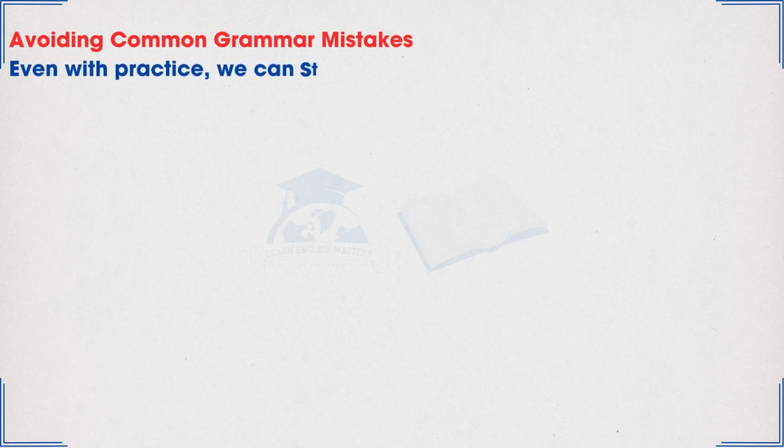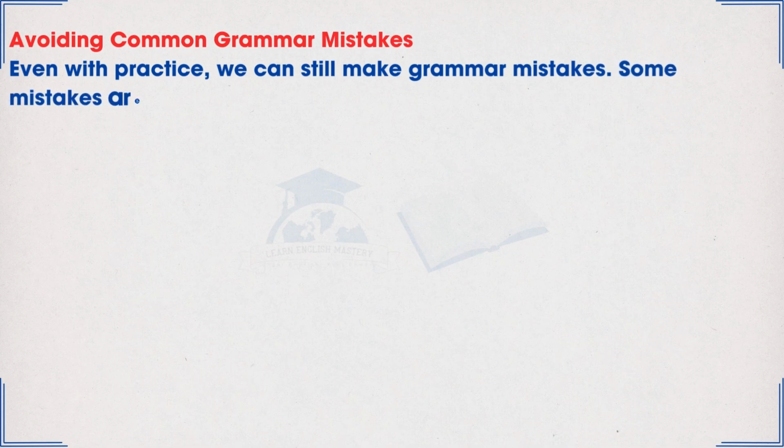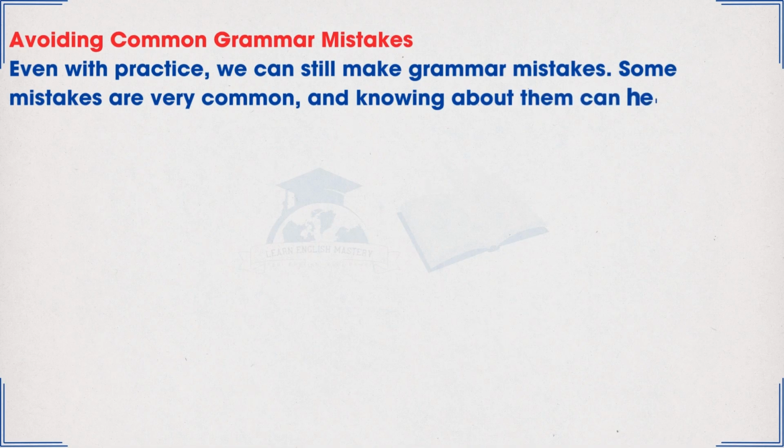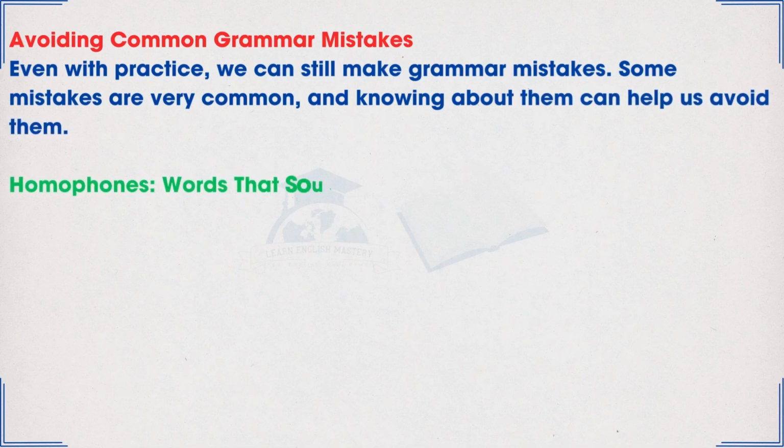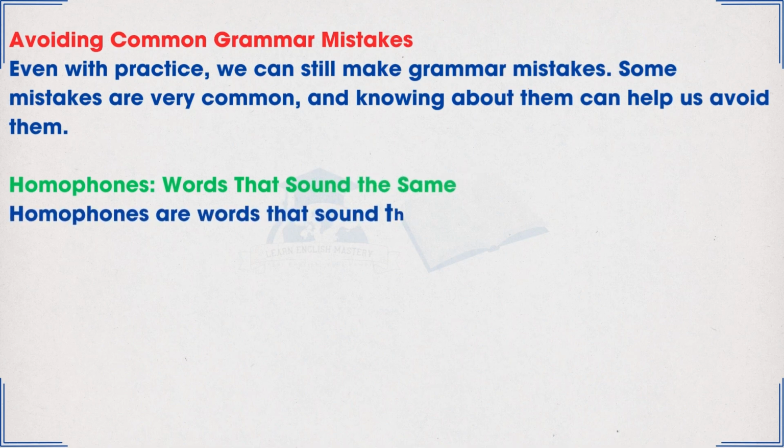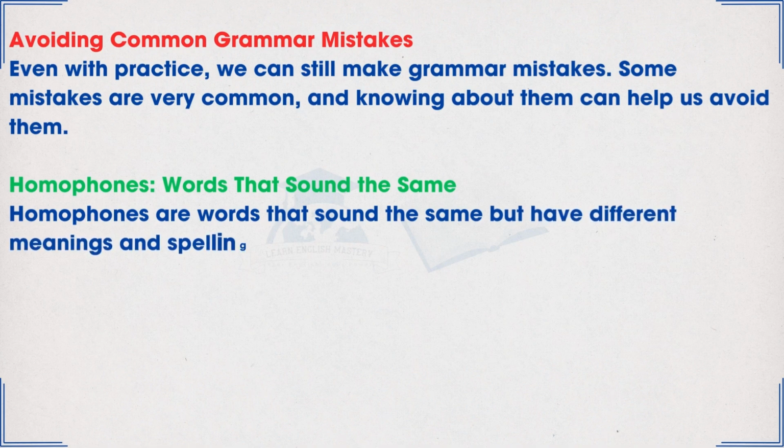Avoiding common grammar mistakes. Even with practice, we can still make grammar mistakes. Some mistakes are very common, and knowing about them can help us avoid them. Homophones, words that sound the same. Homophones are words that sound the same but have different meanings and spellings.